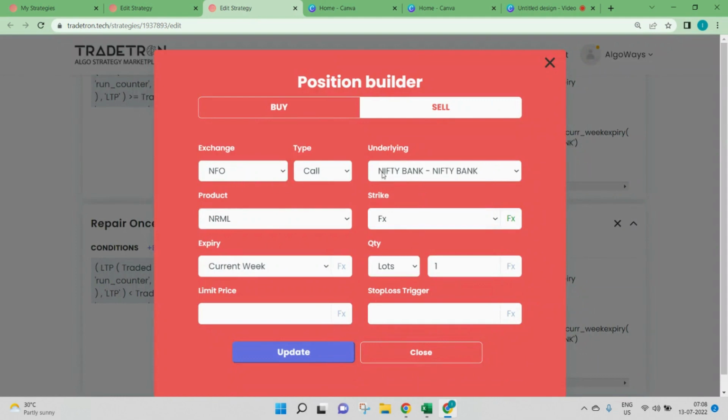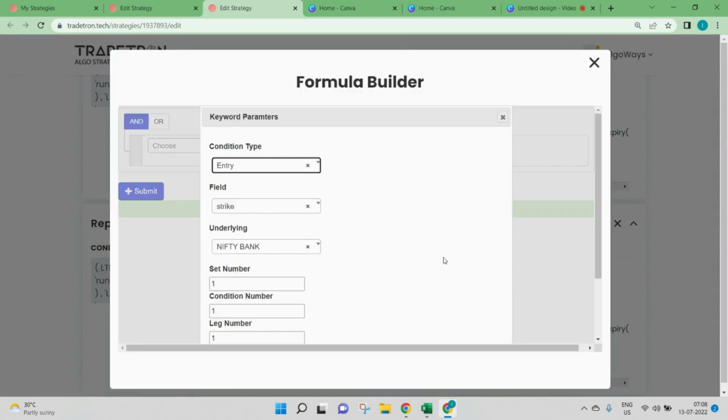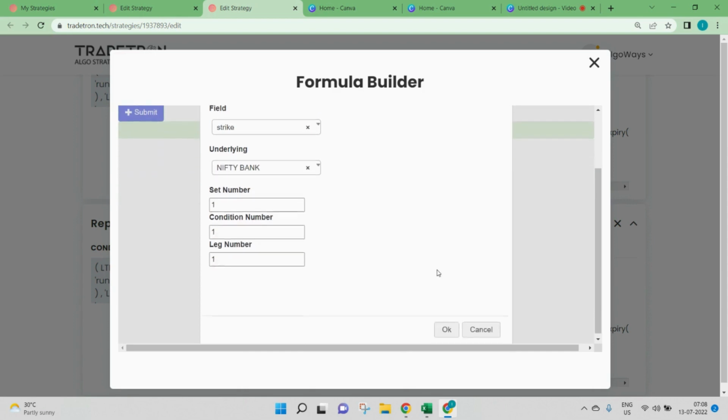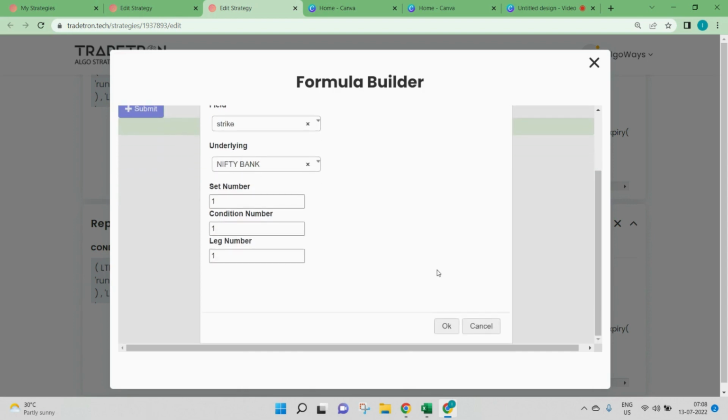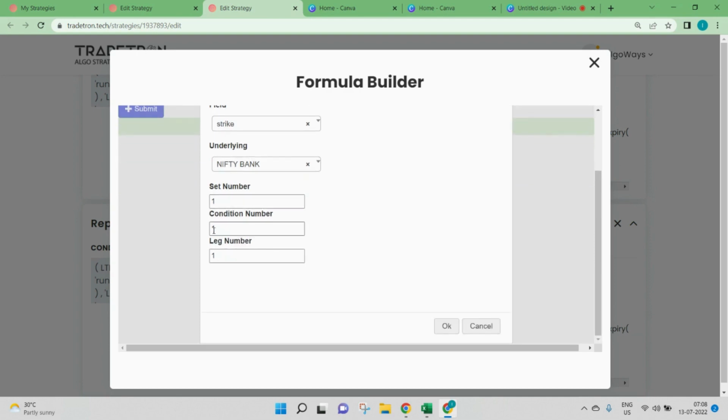So NFO call Nifty Bank. In the strike selection, we can do both ways, like I have taken here, because we are entering in the same strike in which the CE was entered through the entry condition. So we can take the strike from set 1 here, entry set 1 condition 1. We can take it from repair 1s also, repair 1s 1 1 1, because in repair 1 also we exited the same CE, so the strike will be the same. So both the ways we can take the strike.